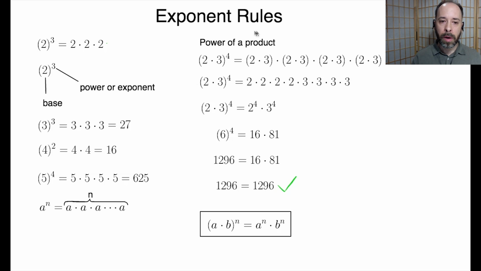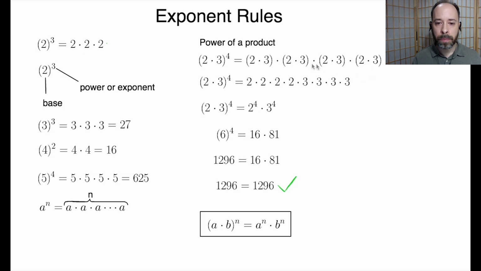Okay. The first exponent rule I'd like to talk about is power of a product. What happens when we take two numbers being multiplied together and then raise that grouping of numbers as a unit to a power? Well, just from the definition of exponentiation, we're going to take that parentheses and multiply it by itself. How many times? 4 times. So 2 times 3 is one parentheses. 2 times 3, that's the second, third, and fourth.